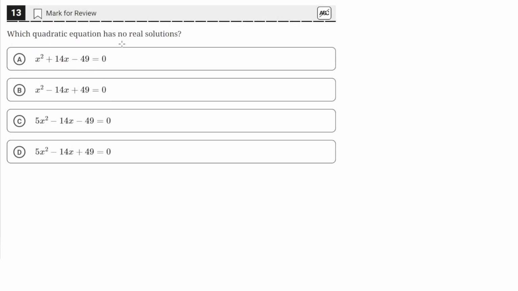Which quadratic equation has no real solutions? So we're given 4 quadratic equations, and we need to find which one has no real solutions. We can do that by finding the discriminant. The discriminant is equal to b squared minus 4ac for quadratics of the form y equals ax squared plus bx plus c.